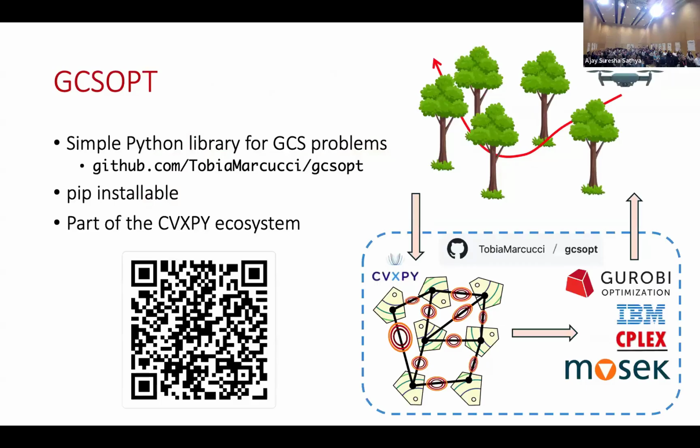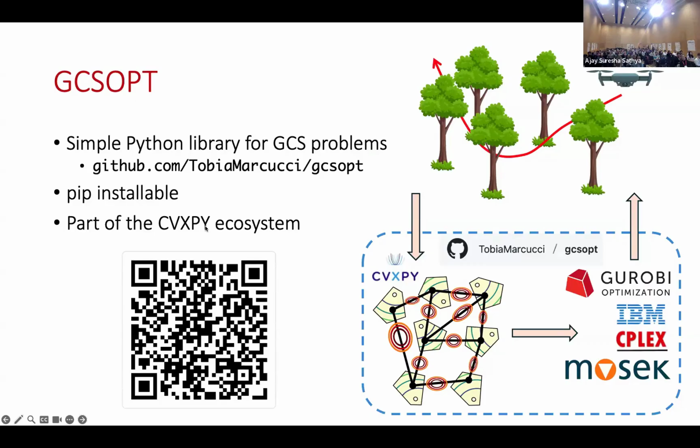So let me just also highlight that none of these transformations, binary variables, is something that the user of our framework is exposed to. I've developed this library called GCSOpt in Python. It should be pretty straightforward and easy to use. You can pip install it. It's part of the CVXPy ecosystem.